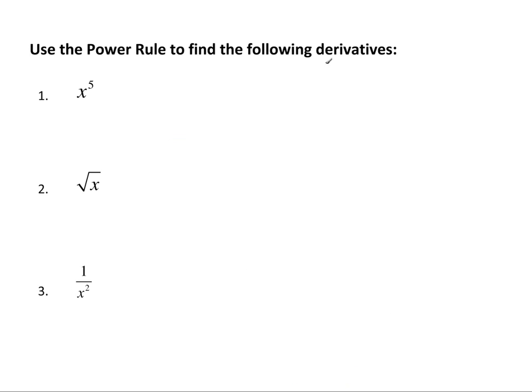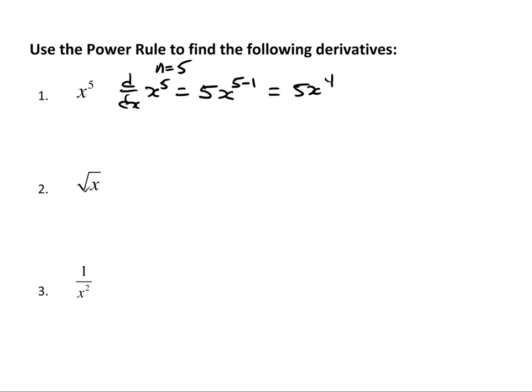So let's go ahead and apply the power rule to a couple of them. If f of x equals x to the fifth, then d dx of x to the fifth equals, I'm going to bring that 5 down, 5x to the 5 minus 1. That's the power rule, because in this case n happens to be equal to 5. So it's n times x to the n minus 1, which is 5x to the fourth.